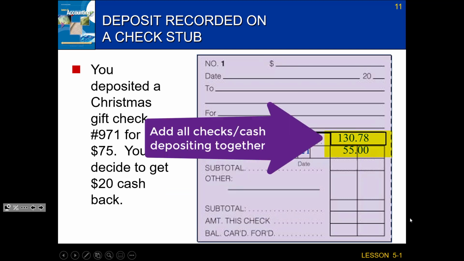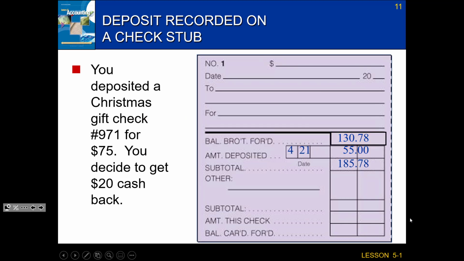This time when I'm doing my subtotal, I am adding those two numbers together. So the amount that would be in our bank account now that we would move to the next check stub or for the next deposit would be $185.78.